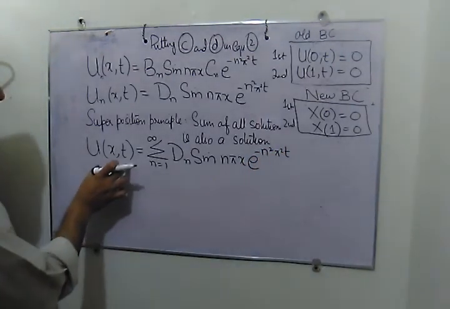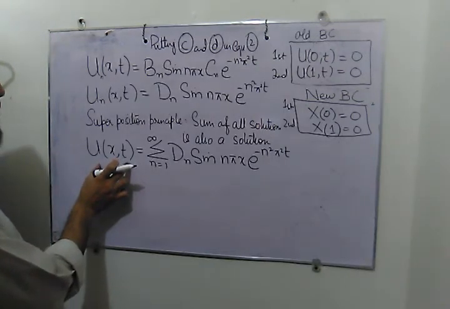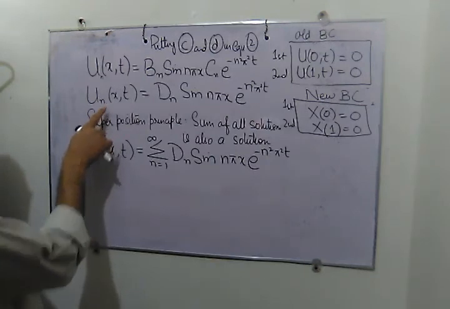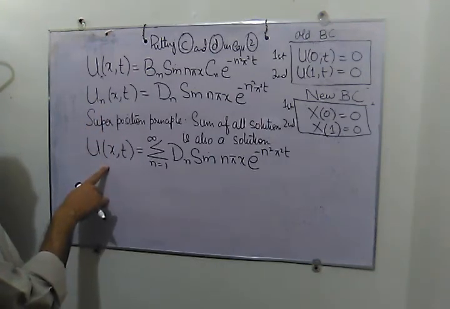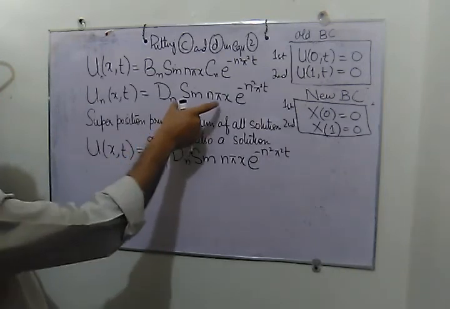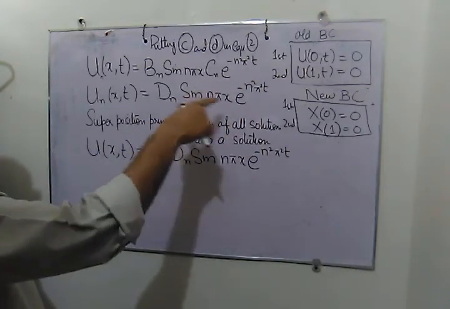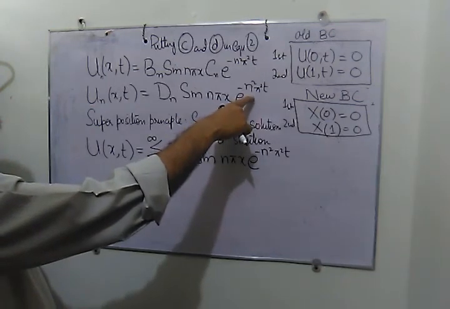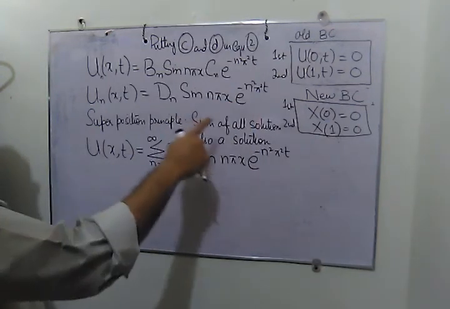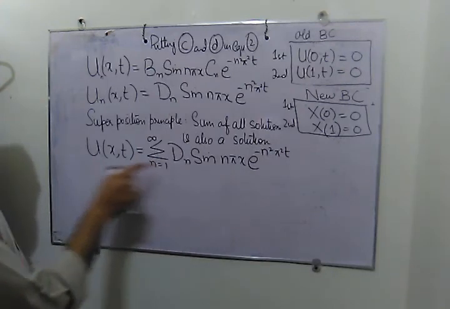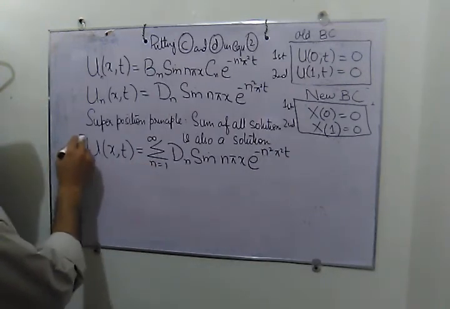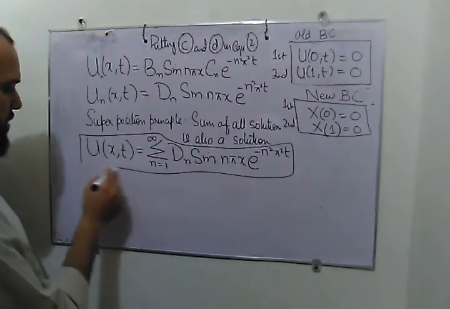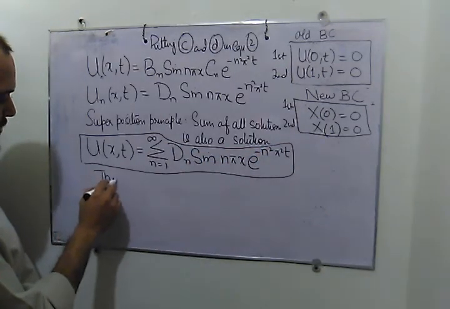now we have got the solution which was our assumed solution, that was u of x and t, not un of x and t. So we have made it u of x and t using the superposition principle, and we have summed all of these solutions d1, d2, d3, sine pi x, sine 2 pi x, exponential minus pi square t, minus 2 square pi square t. We sum all of them in the form of a single solution. So finally, this is our general solution.